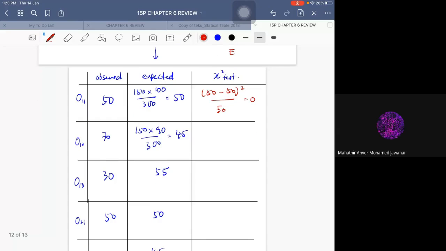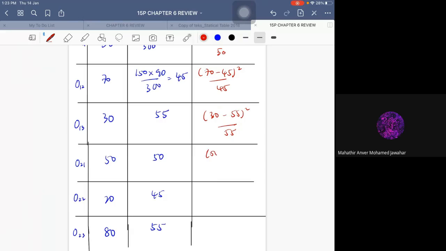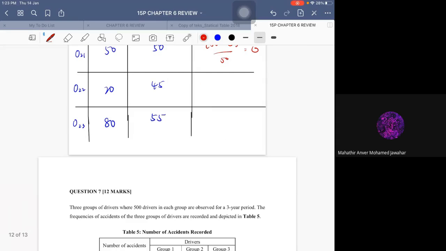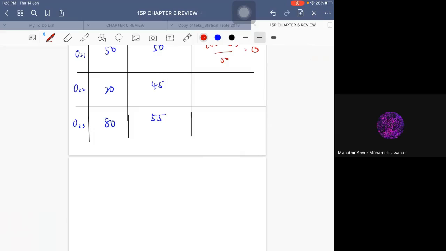And I'm going to do the same for the second column. So I'm going to have 70 minus 45 squared, divided by 45. And this one is going to be 30 minus 55 squared, divided by 55. And this one again is going to be 50 minus 50 squared, divided by 50. That is going to be another 0 again. And you do the rest of the column as well. Okay, from your calculation, you should get that.